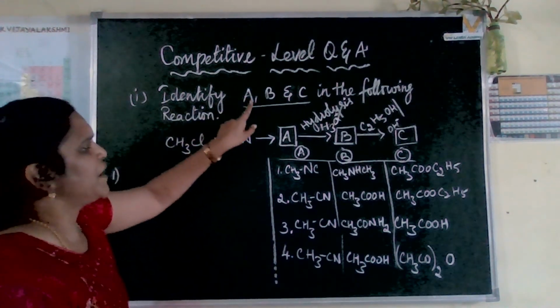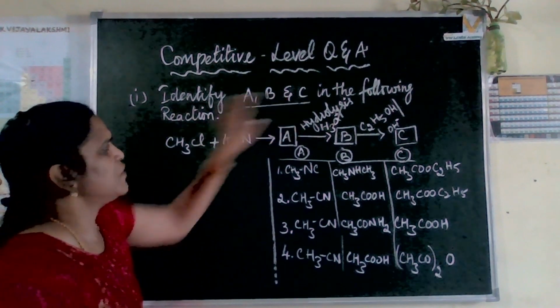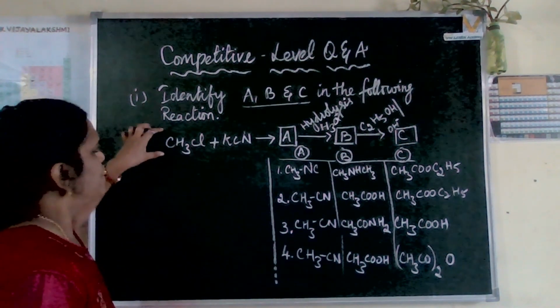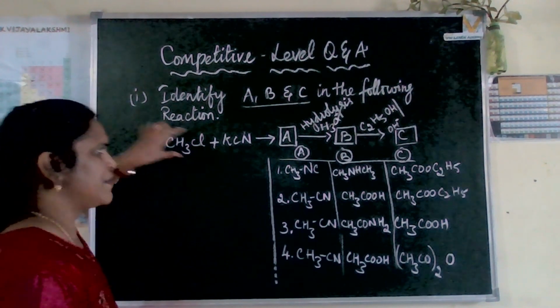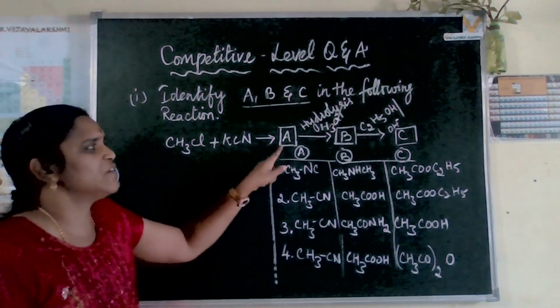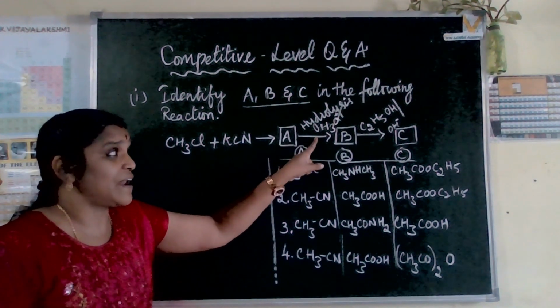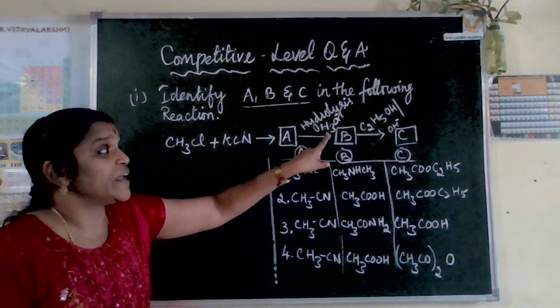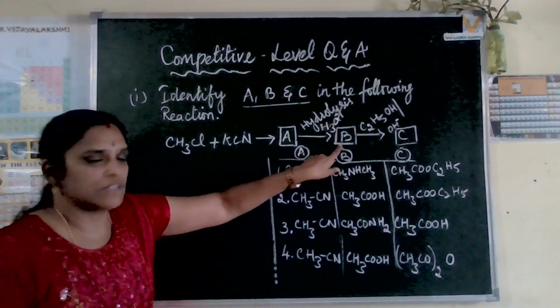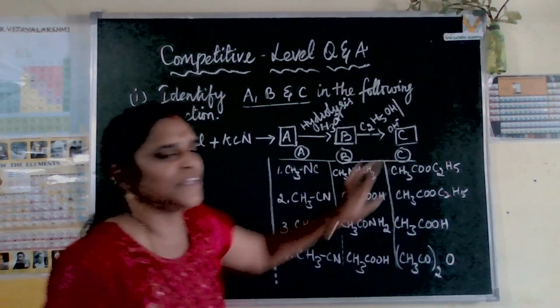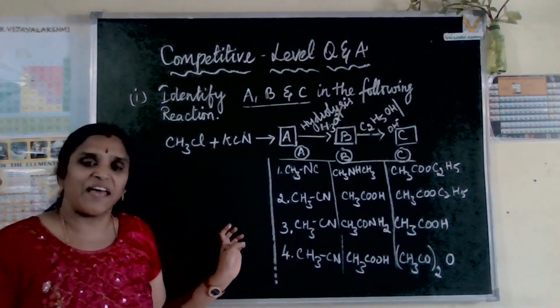Here, identify A, B, C in the following reaction. This methyl halide, methyl chloride, reacts with potassium cyanide. It gives compound A, which undergoes hydrolysis with hydronium ion, H3O+, to give B, and then with ethyl alcohol it gives C. Now we have to identify.